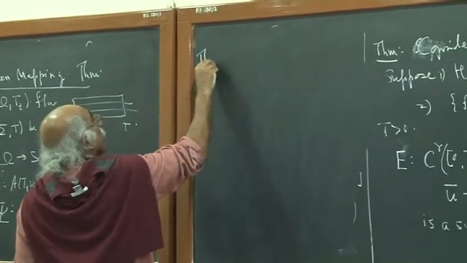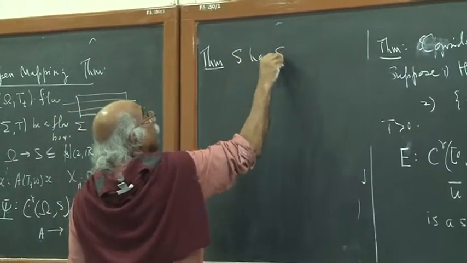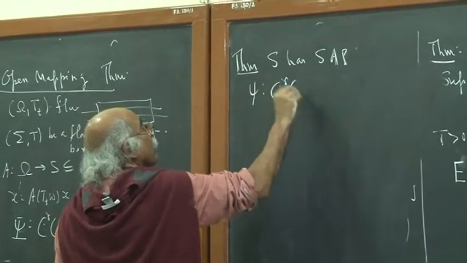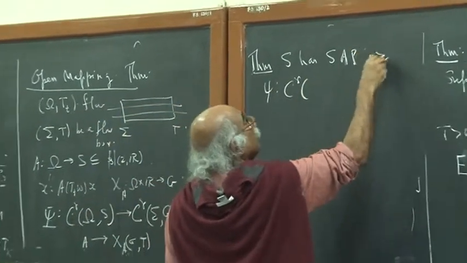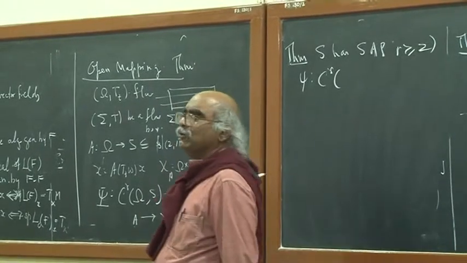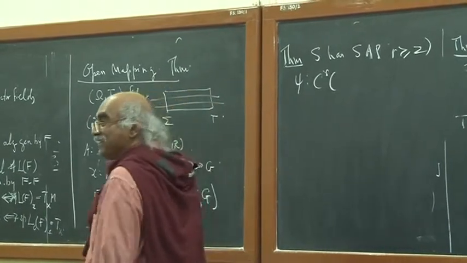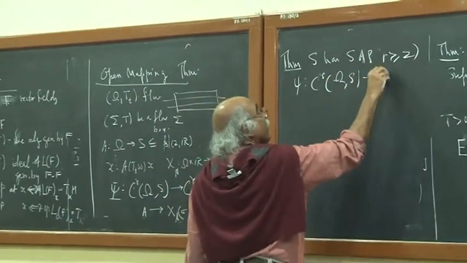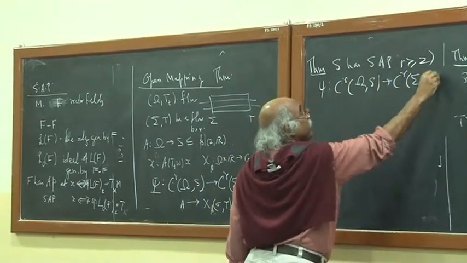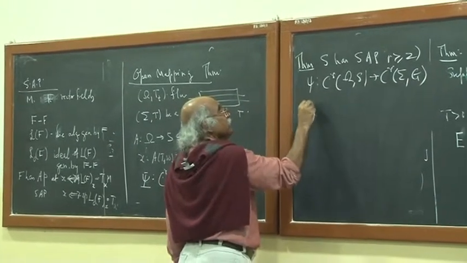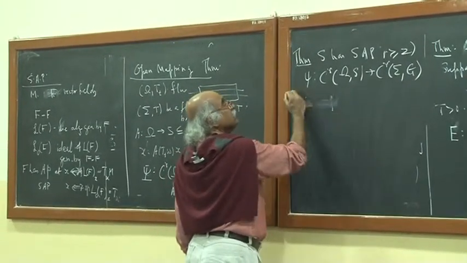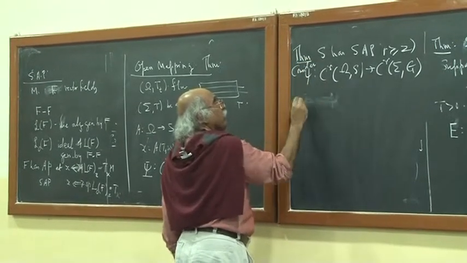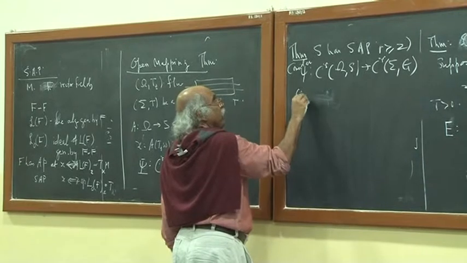So the theorem is: S has SAP, then psi is a mapping from C^r, r greater than or equal to 2. That is needed because you have to interchange the derivatives in this proof. So C^r(Omega, S) to C^r(Sigma, G). Sigma is the section, is open. So consider psi, I should say, and then let me write it this way.